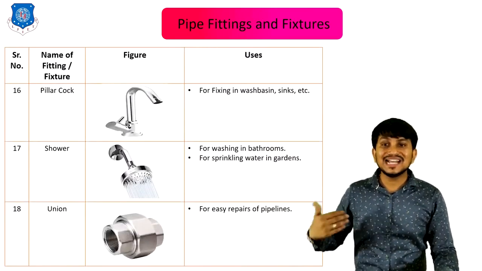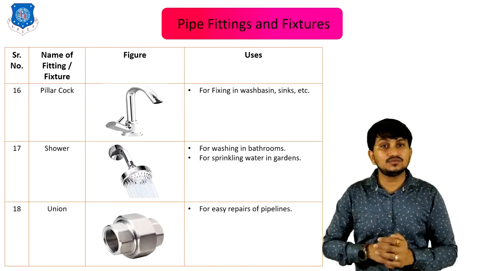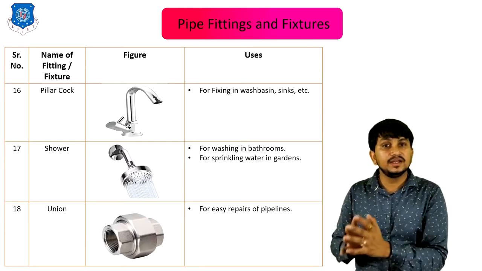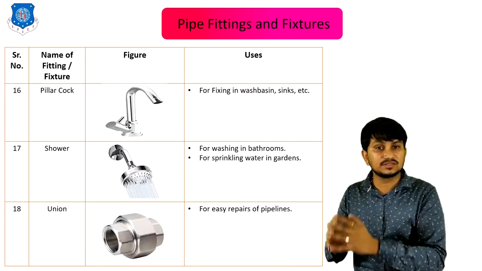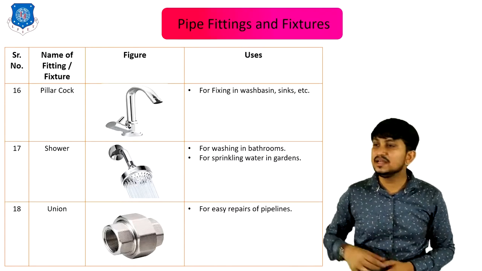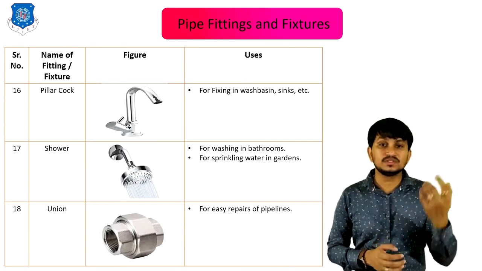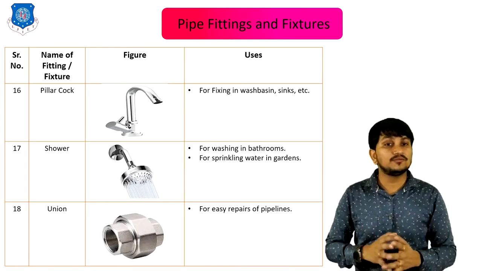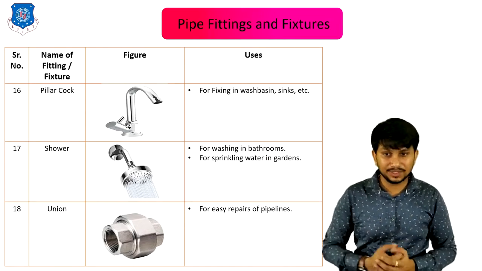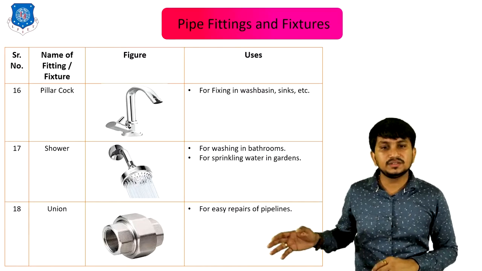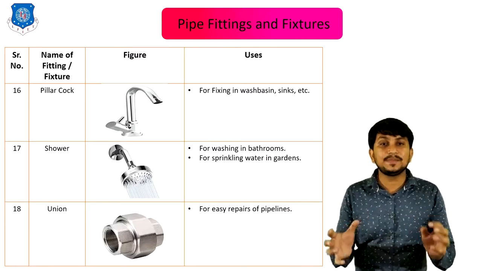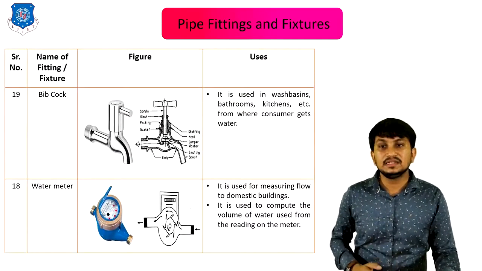Next is pillar cock. It is usually used in wash basin. It is used for fixing in wash basins, sinks, etc. 17th is shower. It is used for washing in bathrooms or for sprinkling water in gardens also. Next is union, which is used for easy repairs of pipelines.